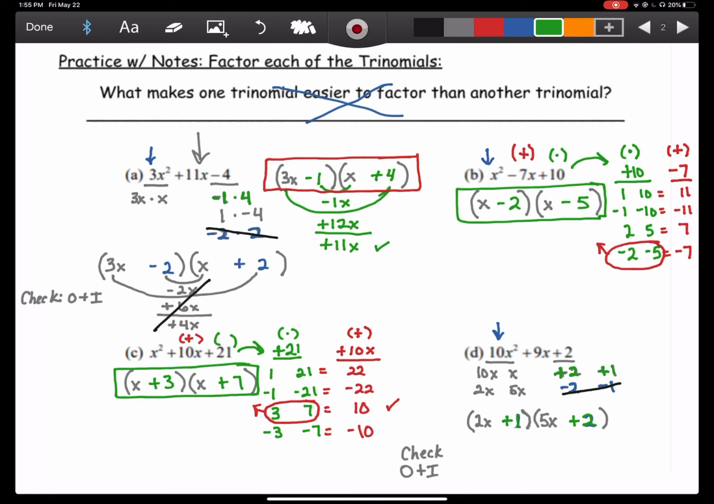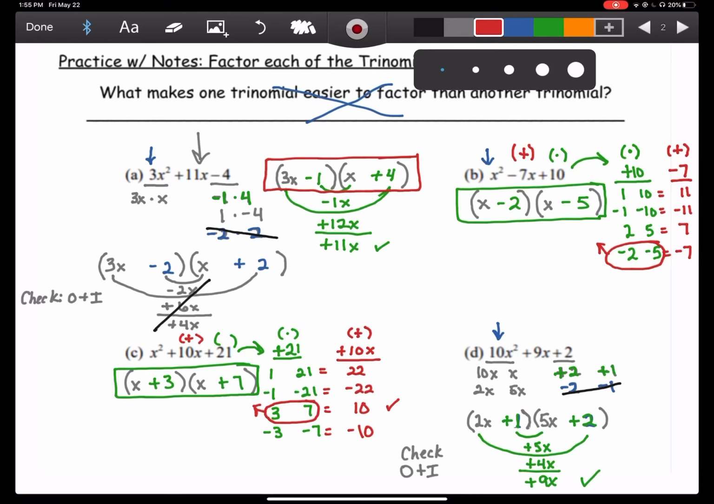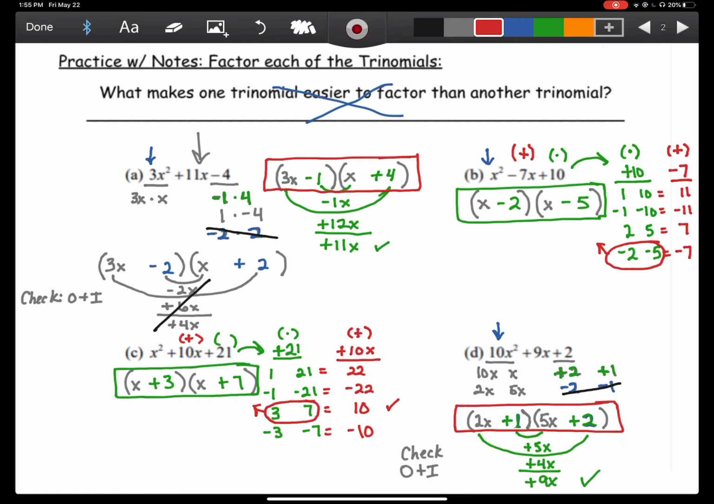So, outer times outer, positive 4x. Inner times inner, positive 5x. What do we get? Positive 9x. And that is what we want, which means this set of binomials is our answer. All right, way to go.